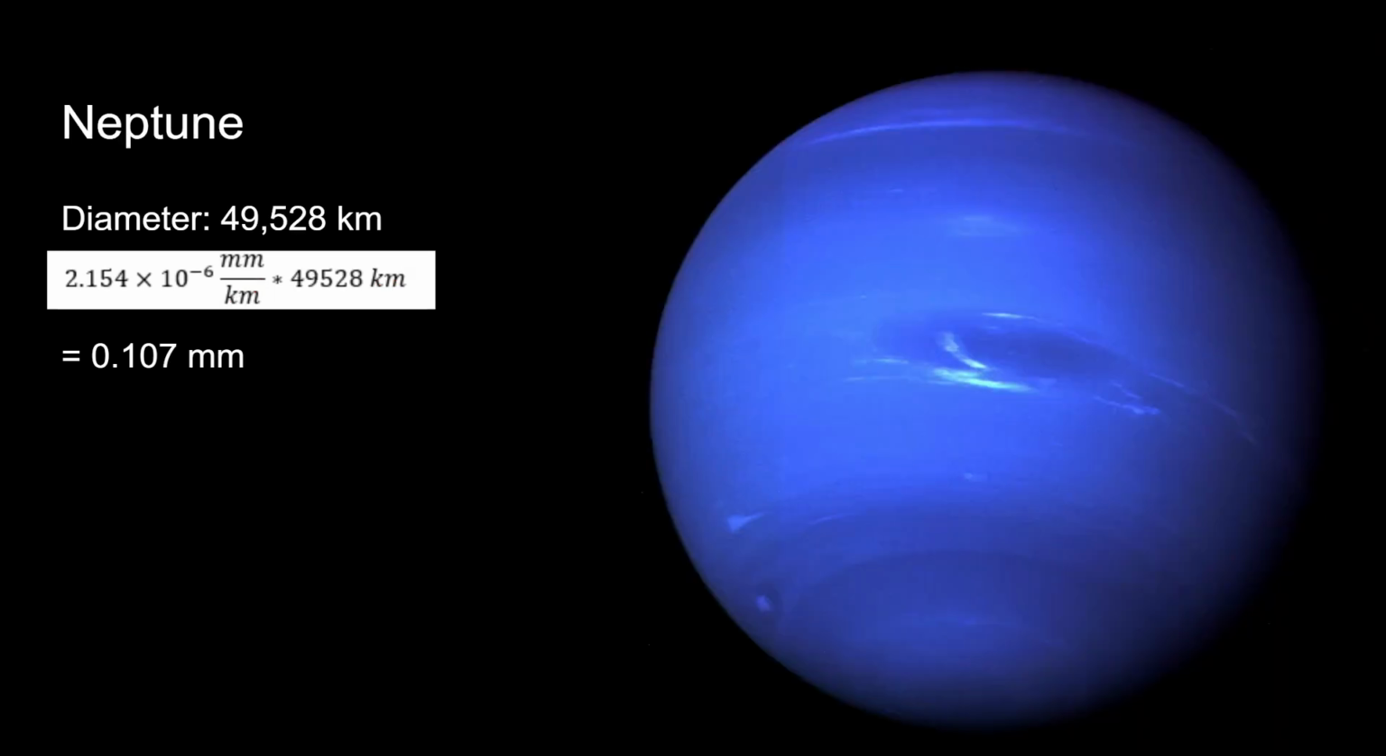And last but not least comes Neptune with a diameter of 49,528 kilometers. When you do the math for this one, you get 0.107 millimeters. I did 3 decimal places for this one compared to 2 for the rest, just so you could see that it is a different size from Uranus.